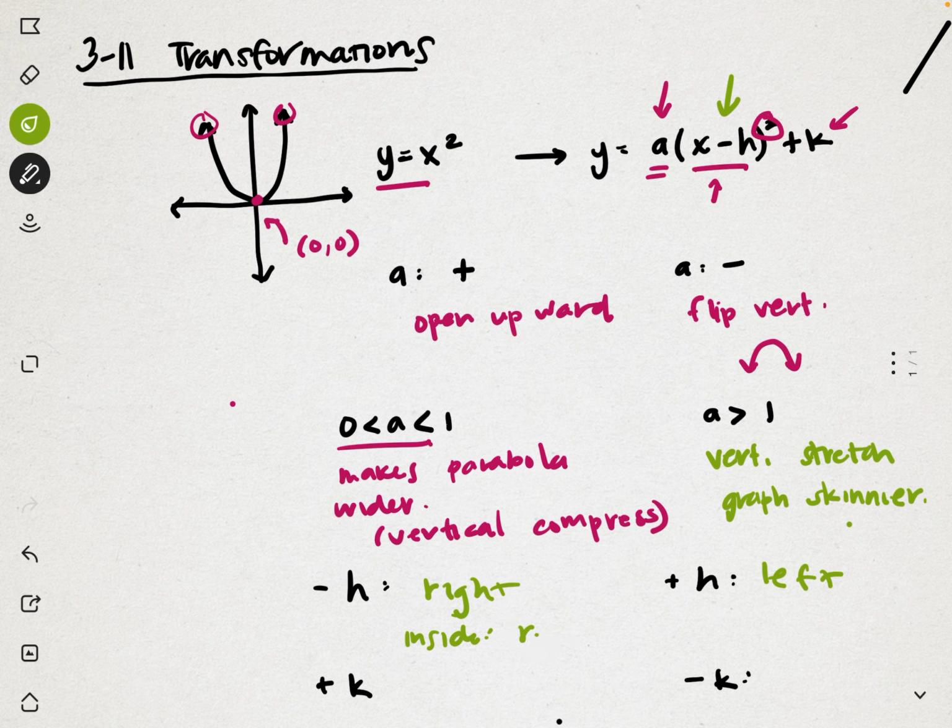So anytime we're talking about transformations and translations inside of the function, a plus will always go to the left, a minus will always go to the right. It's just reversed.